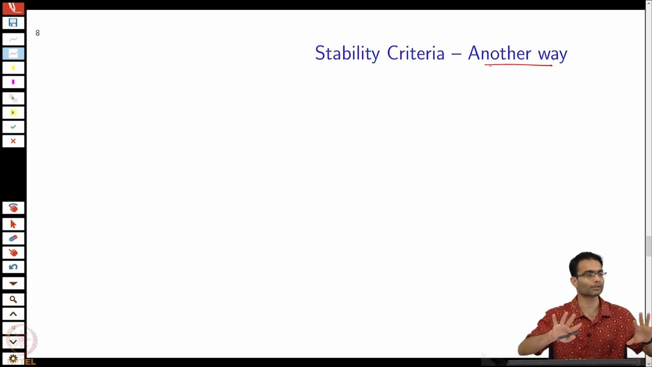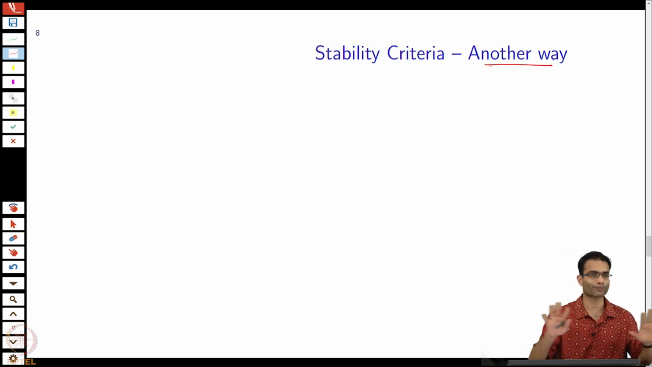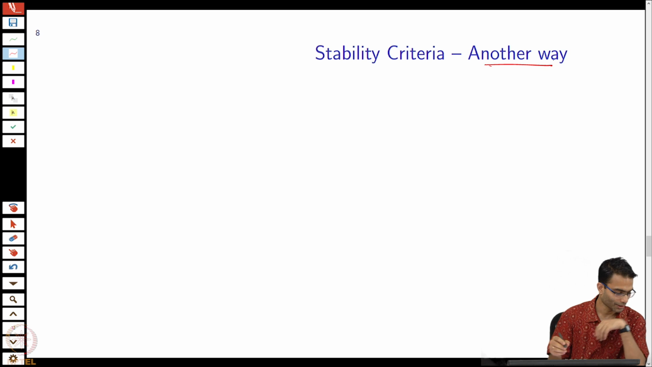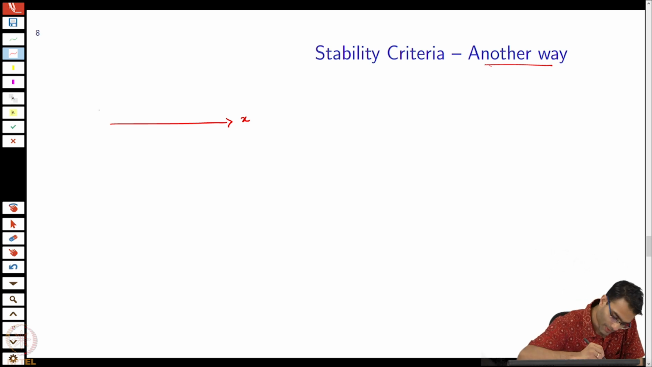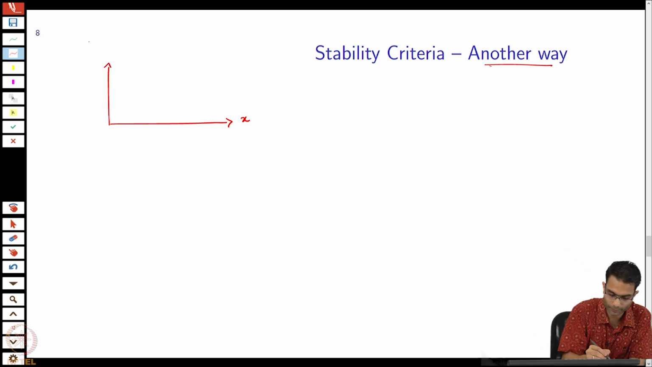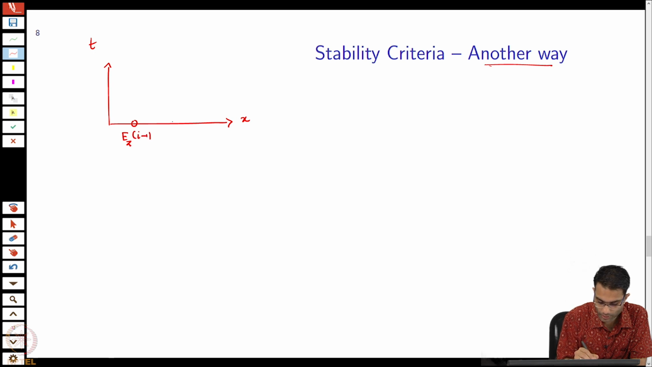is I will draw a simple 1D grid, right. Our leapfrog scheme is what we have been talking about. So, our grid, this is my space, okay, and this is my time. On this I am considering, so this is my Ez at I minus 1, this is my Ez at I, this is my Ez at I plus 1.